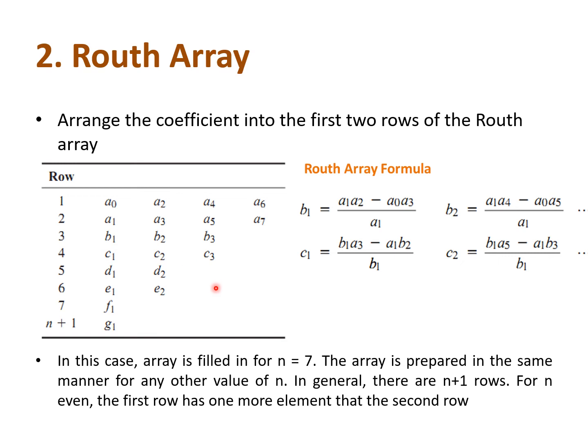You will fill in the n plus 1 rows. In this case, the array is filled for n equals 7. The array is prepared in the same manner for any other value of n, and generates n plus 1 rows. For n even, the first row has one more element than the second row. So this is the Routh array that you first have to fill in before you can apply the next step, the theorem of the Routh array.